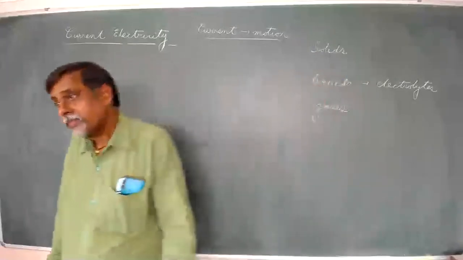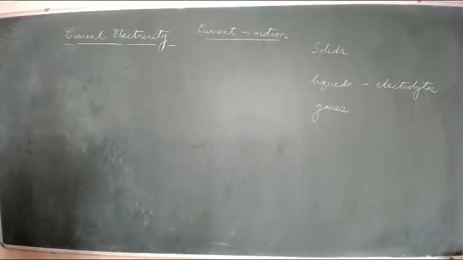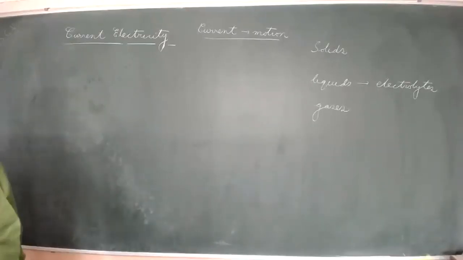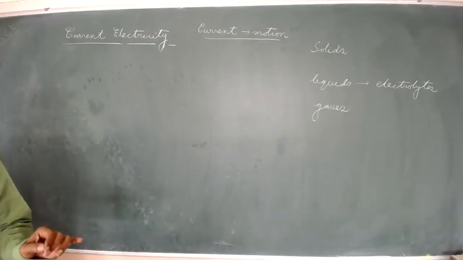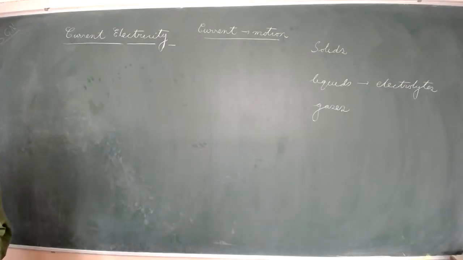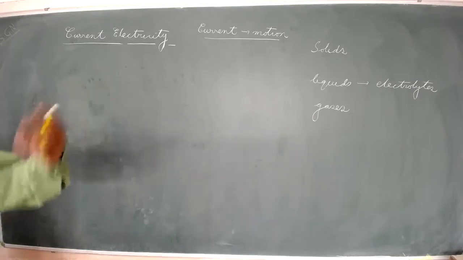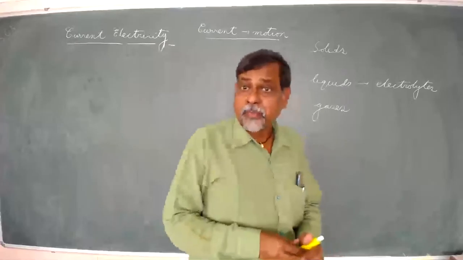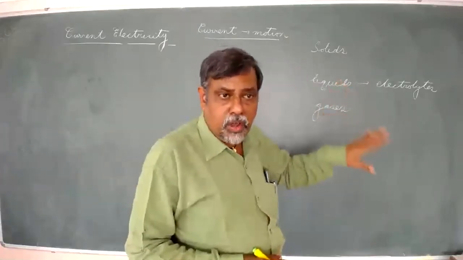But what about gases? Gases never conduct under normal conditions. At normal temperature and pressure, electrical conduction will not take place through gases. If it did, we would not survive. Whenever lightning happens on a rainy day, it is electric charge formation: the clouds rub against each other, and electrification takes place due to friction. If gas conducted, the electrical charge would pass immediately, you would get electrocuted, we would get severe shocks, and people would die. So under normal conditions, gases do not conduct electrical charges.